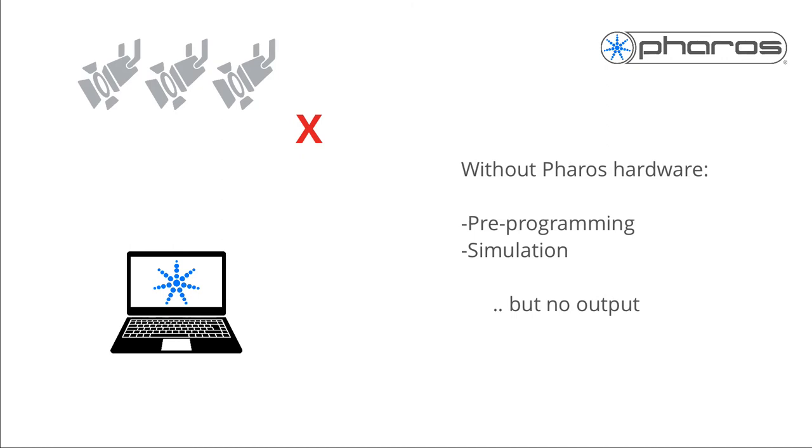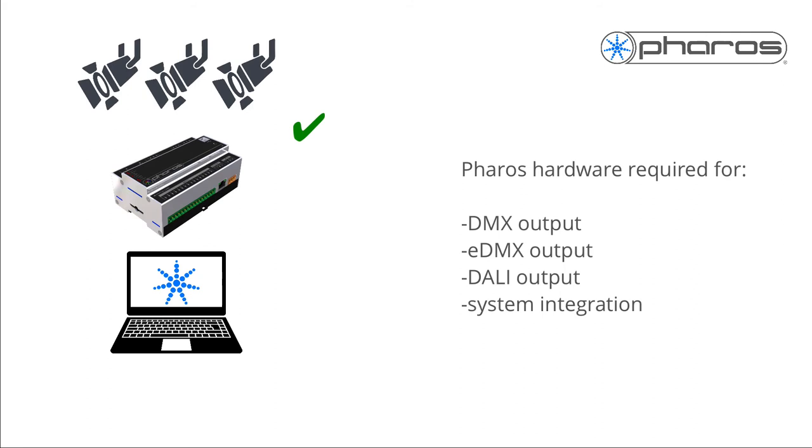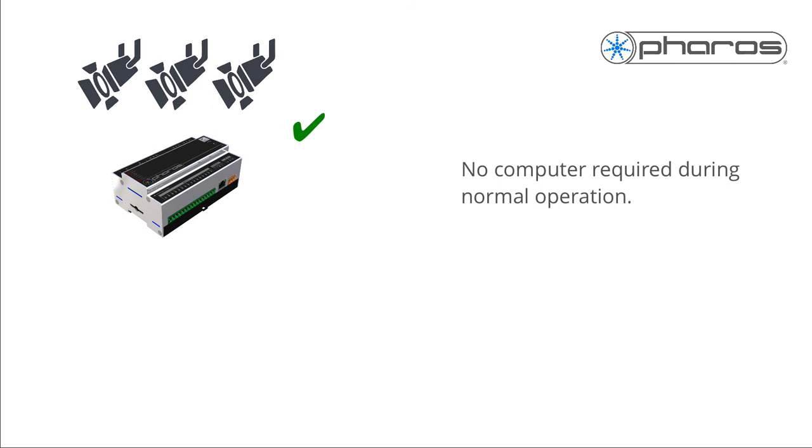Pharos Designer software is used to configure Pharos hardware for a specific project. The software does not directly control equipment from your computer. A Pharos controller is needed for the output of DMX, and possible system integration. After commissioning, all data is stored in the controller, and no computer has to be left on site.